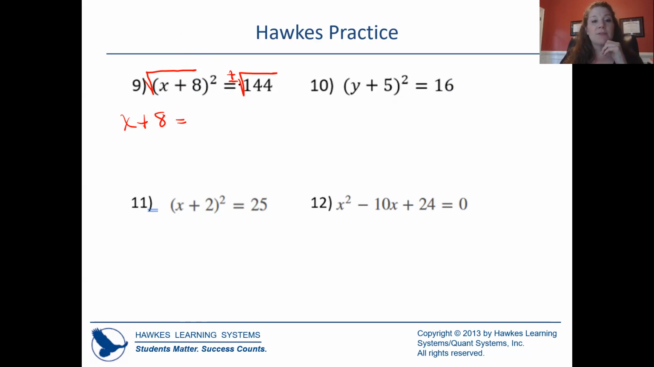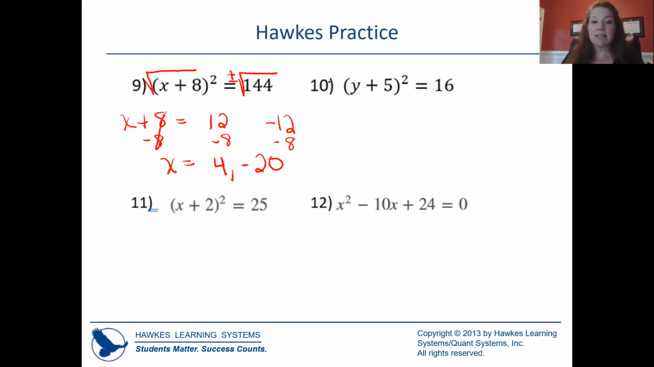And what is the positive square root of 144? 12. And the negative square root of 144 is negative 12. So now we're going to get rid of plus 8 by subtracting 8 from both sides. That's gone. So x is equal to 12 minus 8 is 4, and negative 12 minus 8 is negative 20. All right, that was easier. We skipped this whole step right here, and we went straight to the perfect square trinomial.